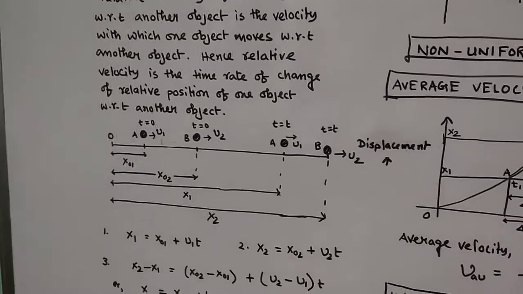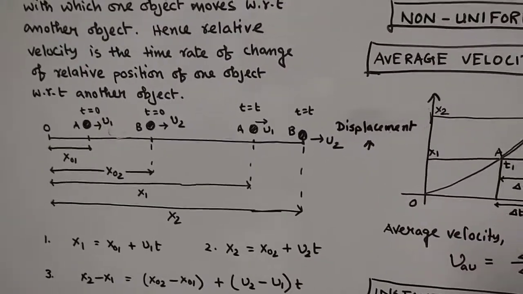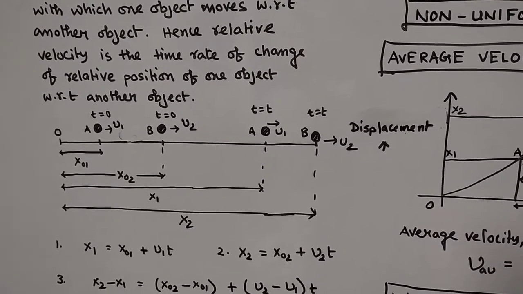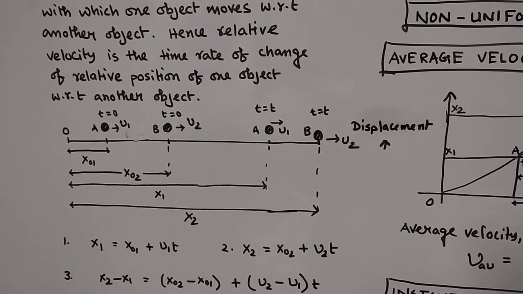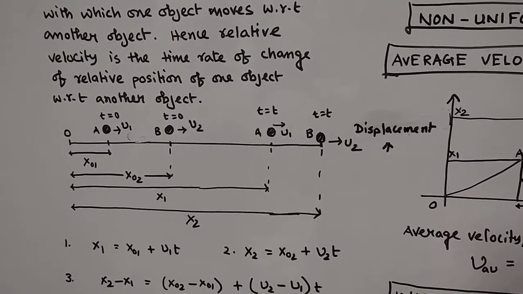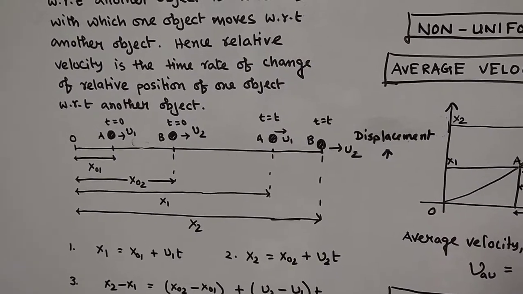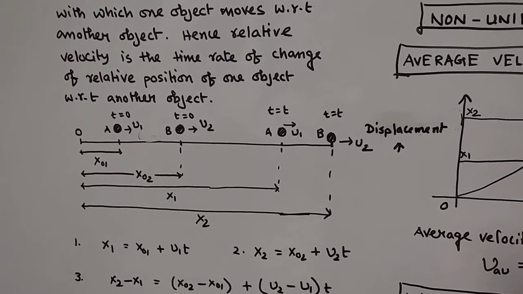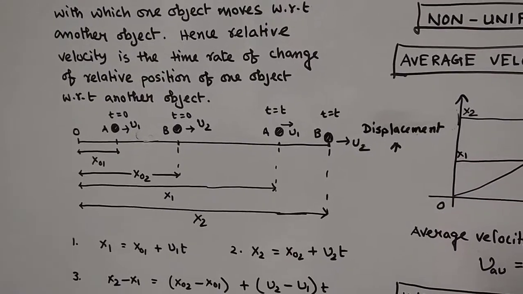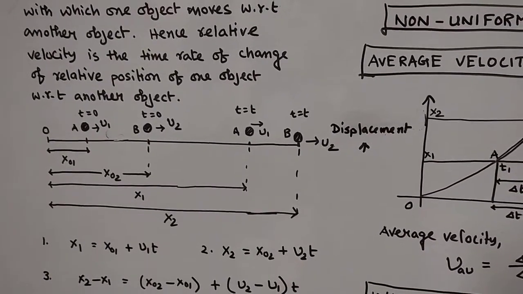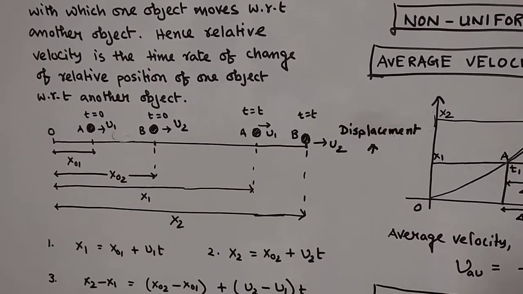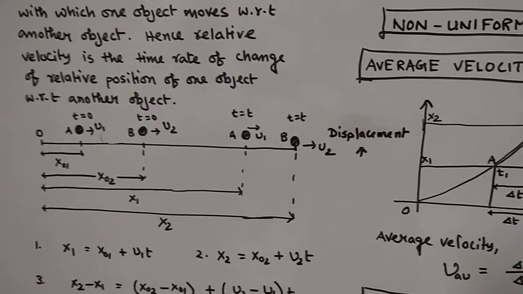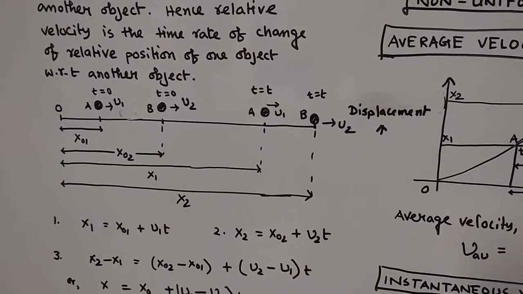Now you see this explanation part here. As we are discussing motion in a straight line, we will consider one-dimensional motion. You have two objects, A and B. Initially at t equal to 0, their positions are x01 and x02, and both are moving with different velocities, v1 and v2. As time progresses, at t equal to t, their positions are x1 and x2, but the velocities remain the same, v1 and v2. There is no change in velocity.